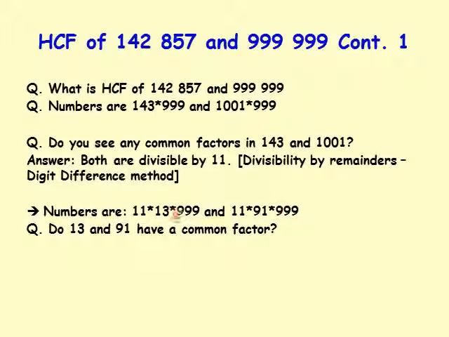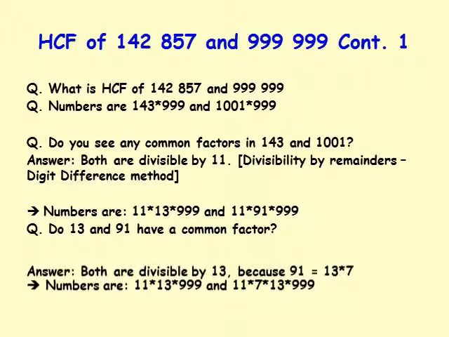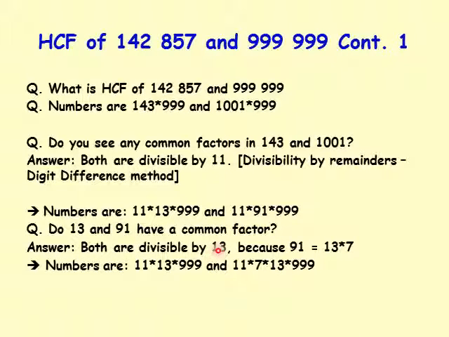Let's continue. Now for 13 and 91, we have 11 as a common factor and 999 as a common factor, and we have 13 here and no 13 here, but 91 is a multiple of 13. Do 13 and 91 have a common factor? Both are divisible by 13. This number is 13 times 1, and this number is 13 times 7.